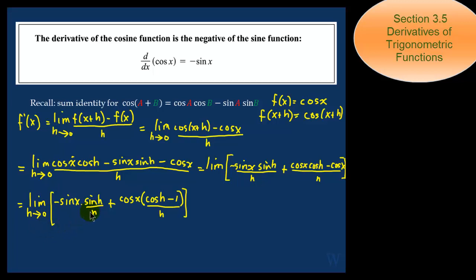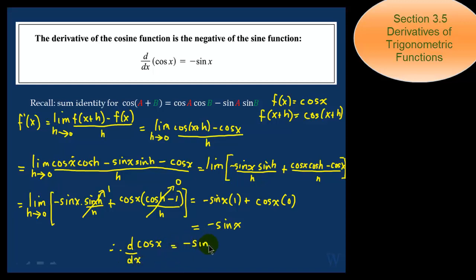And what is the limit of sine of h over h as h approaches 0? The limit is 1. Here, the limit goes to 0. So what we have is the negative sine of x times 1 plus the cosine of x times 0, and of course that's equal to negative sine of x. And there we have shown that the derivative of the cosine function with respect to x is the negative of sine of x.